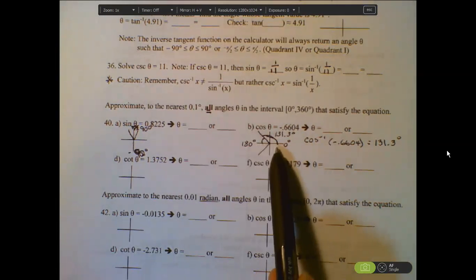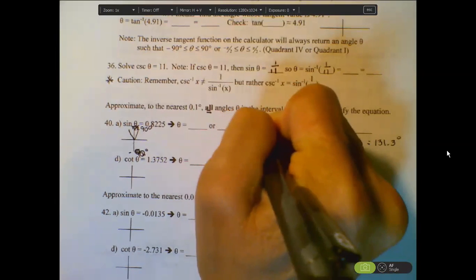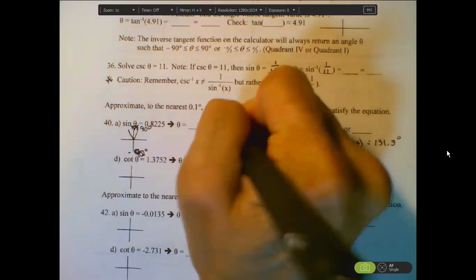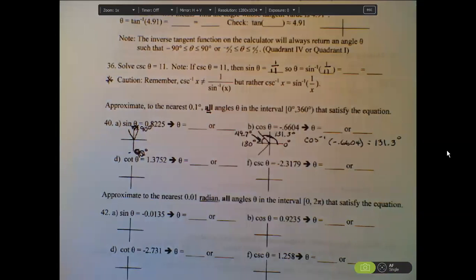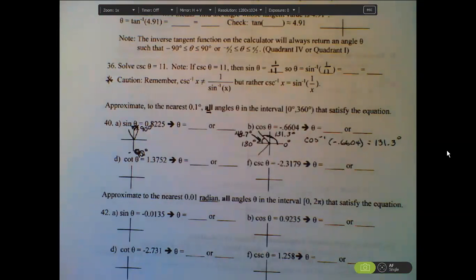Since that's 131.3 degrees, this is actually 49.7 degrees. Is that okay so far, Ms. Kelsey? 49. Huh? Wouldn't that be 48? Yes, yes, yes. I didn't borrow correctly. Thank you. Ms. Kelsey, is that okay so far?